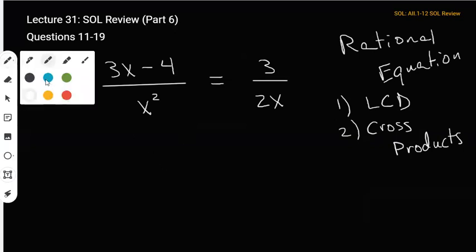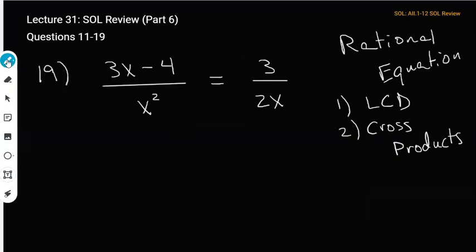So what I'm going to do is change my color to red and blue. And I'm going to draw a line from the first denominator to the second numerator, like this. So it's going to be kind of a diagonal line. What I'm going to do is multiply this by this. 3 times x squared is 3x squared. And that's going to be equal to the other diagonal.